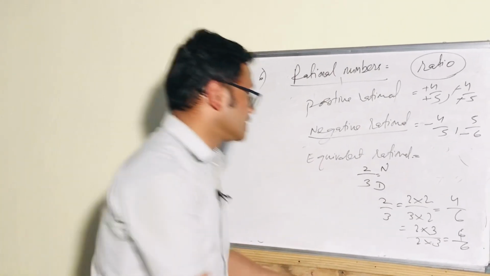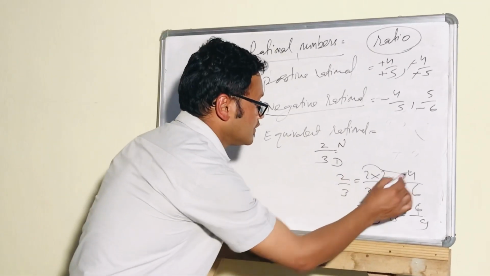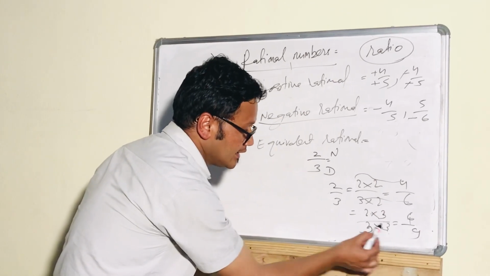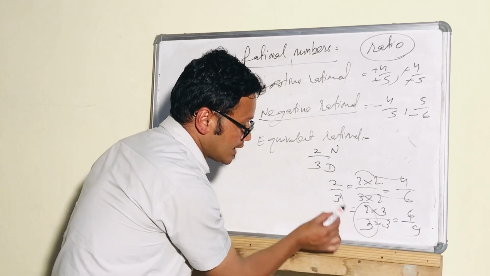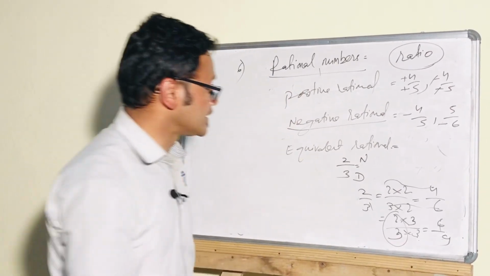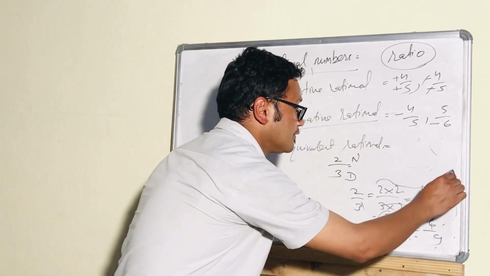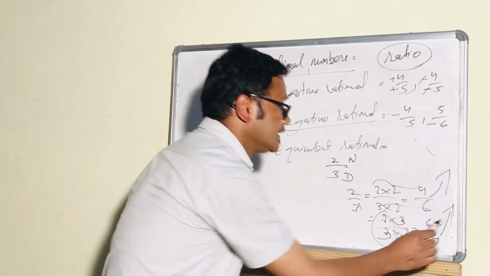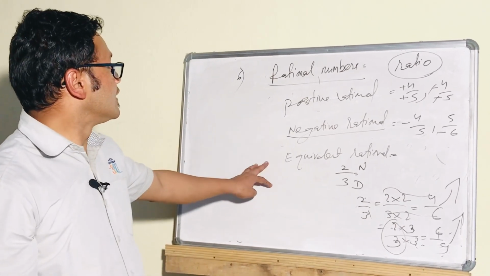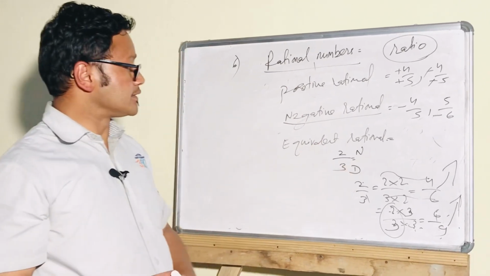Then here 3 3 is 9, 2 2 is 4, 3 2 is 6, then again we write the same number 3 3. The number cannot be changed, I am only increasing the number, that is 3 3. 2 3 is 6, 3 3 is 9. So it is called an equivalent ratio, the second equivalent ratio of 2/3. So there are 3 types of rational numbers: positive, negative, and equivalent rational.